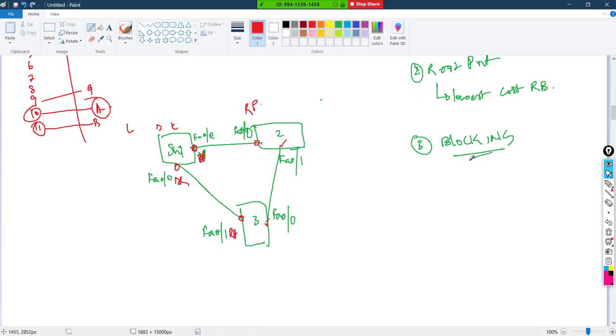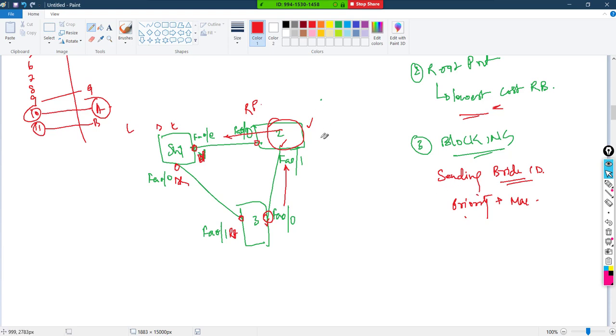For blocking there are some criteria. If the best or lowest cost is not going to help me, then I have to look at the lowest forwarding bridge ID. If I consider this direction, what is the bridge ID of this switch? That is the criterion here, the sending bridge ID. And we all know the formula for bridge ID: priority plus MAC address. Let's say priority is 32768 for all, and the MAC address of this one was this.